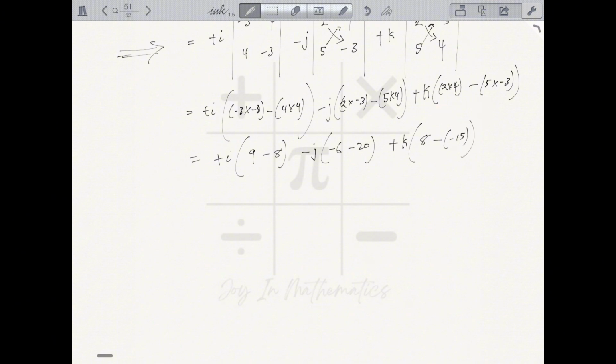So let's solve this together. We have positive i times 1, minus j times minus 26, plus k times minus 7. So this will give us 1i, and minus minus 26 is positive 26j, plus 23k.